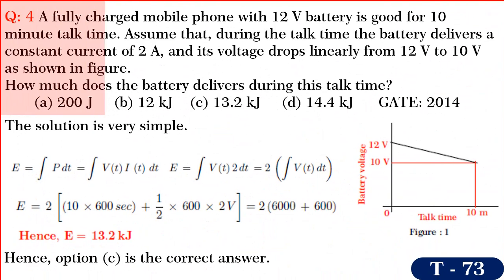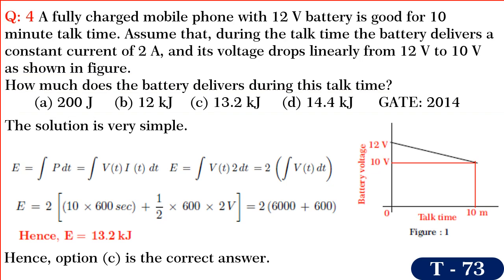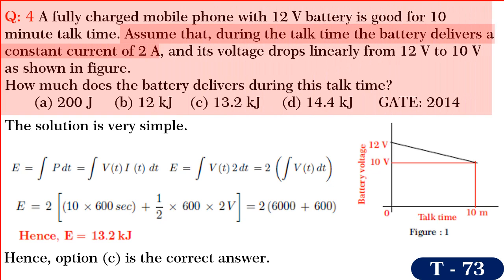Friends, next we shall solve an interesting problem of GATE 2014. In this question, we are required to find the energy supplied by the mobile battery in 10 minutes of talk time. It is given that the current supplied by the battery during this talk time is constant at 2 amperes.